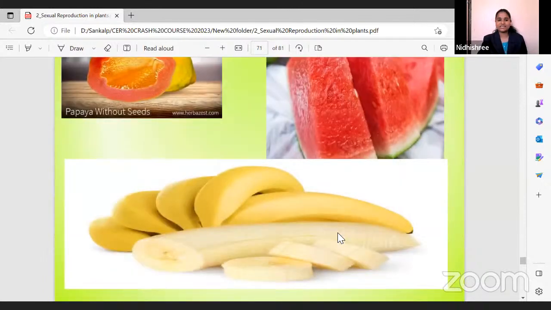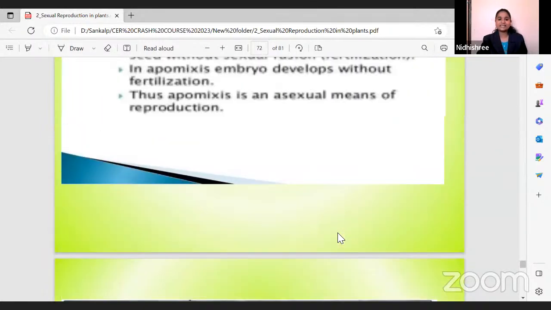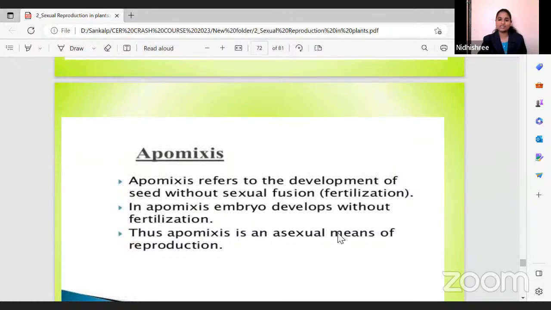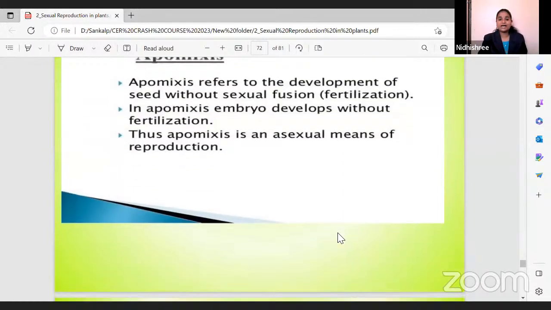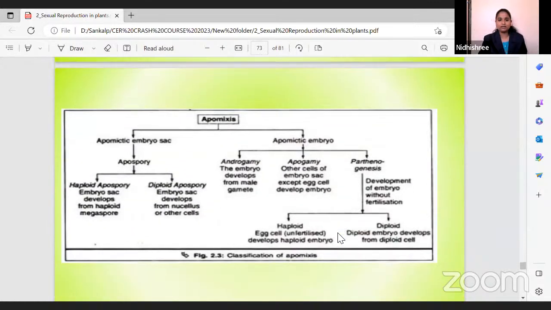Next, we have seedless watermelon, seedless papaya, seedless banana. Then the important thing is apomixis. What is the concept of apomixis? It is development of a seed without sexual reproduction or without fusion of the gametes. In apomixis, the embryo develops without fusion of gametes or without fertilization. So it is an asexual means of reproduction.